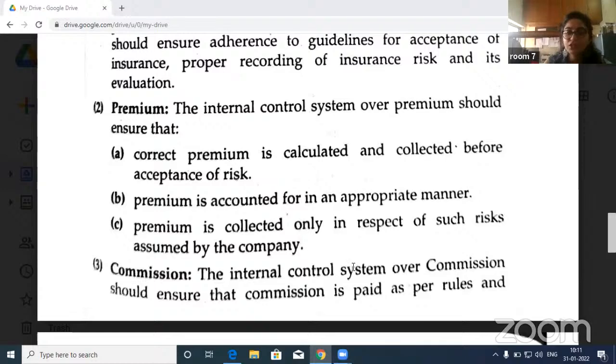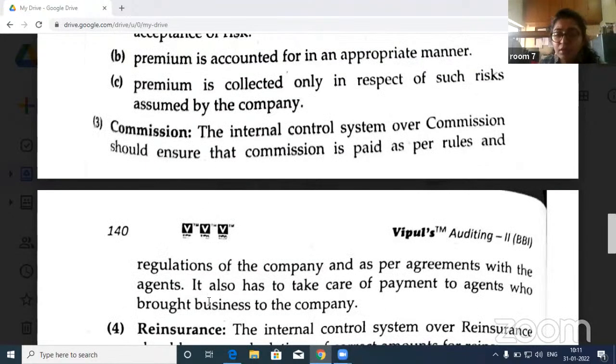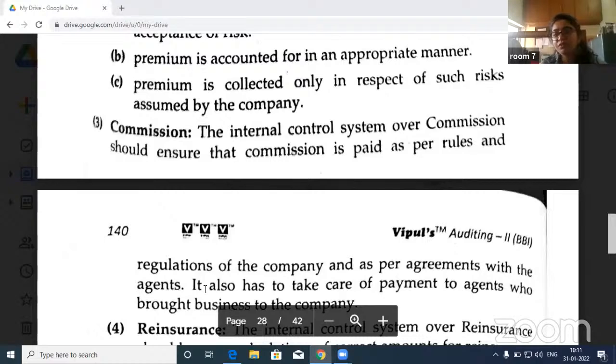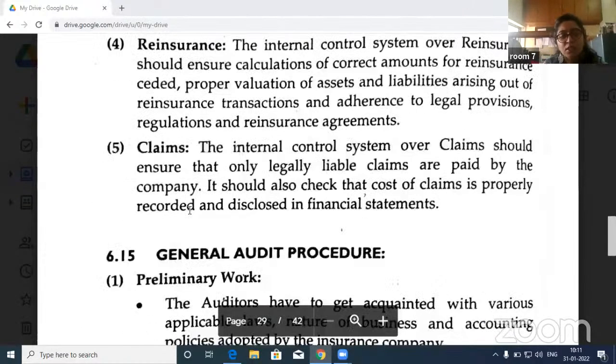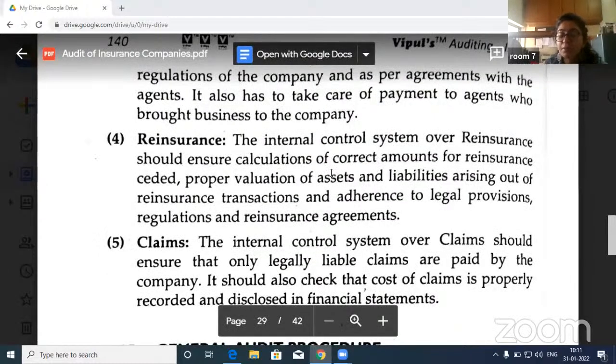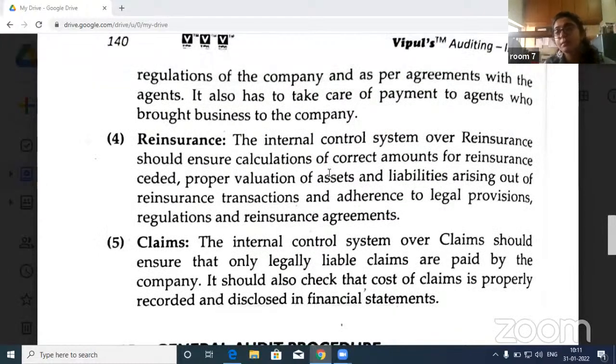Okay. Next, commission can be paid, but it cannot be more than 15%. I told you this. Reinsurance: you need to check every amount of reinsurance done with the different companies. If you have done reinsurance with 2, 3, 4, 5 companies, you need to check what proportion was shared between the companies. Whether it was reinsurance ceded or reinsurance accepted, being an auditor, you need to check this as well.